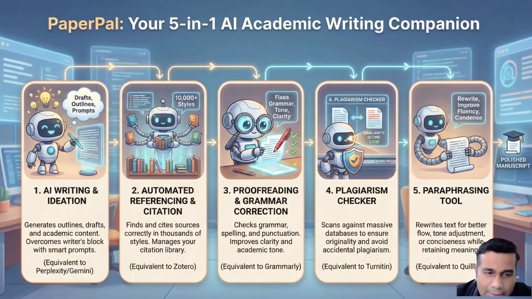After that, once it identifies the plagiarism area, it will highlight those areas in yellow color. Then we can use a particular paraphrasing function of PaperPal, which is similar to Quillbot, which automatically removes that plagiarism. So it's almost like a machine that is purely built for manuscript writing. That's why this is one of my favorite tools out there. So we will see PaperPal in detail.